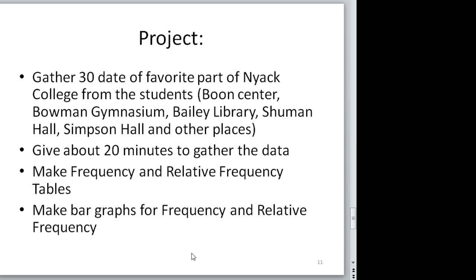So not next week, which is 29th of October, but the following week, which is October 6th, right? So you have 2 weeks to try this project. So you can ask 30 students this question, and give me 2 tables, right? Frequency table and relative frequency table, and give me 2 graphs, one bar graph for frequency and one bar graph for relative frequency.